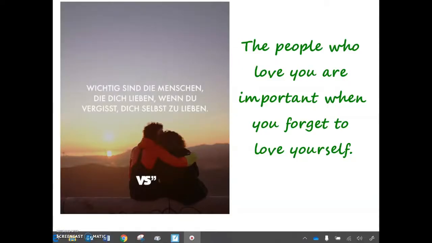Wichtig sind die Menschen, die dich lieben, wenn du vergisst, dich selbst zu lieben. So in this saying, the people who love you are important when you forget to love yourself, has another example of an infinitive clause. See if you can start seeing the pattern in these examples.